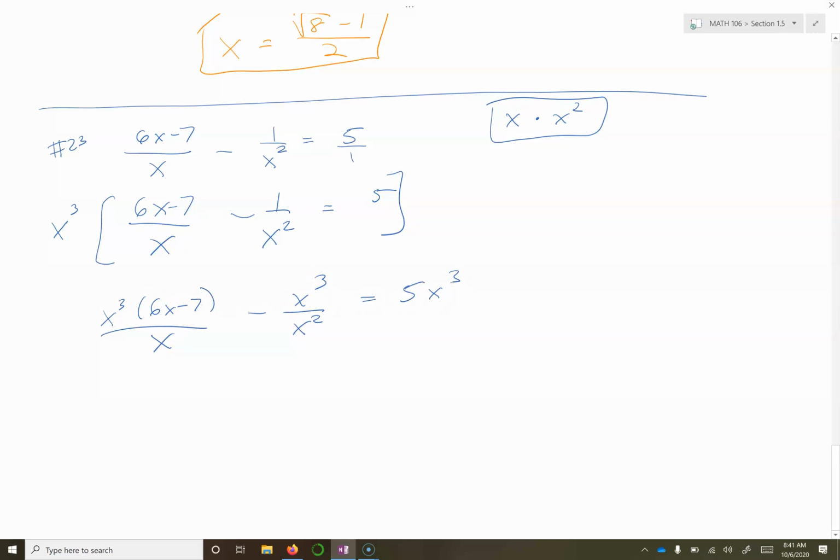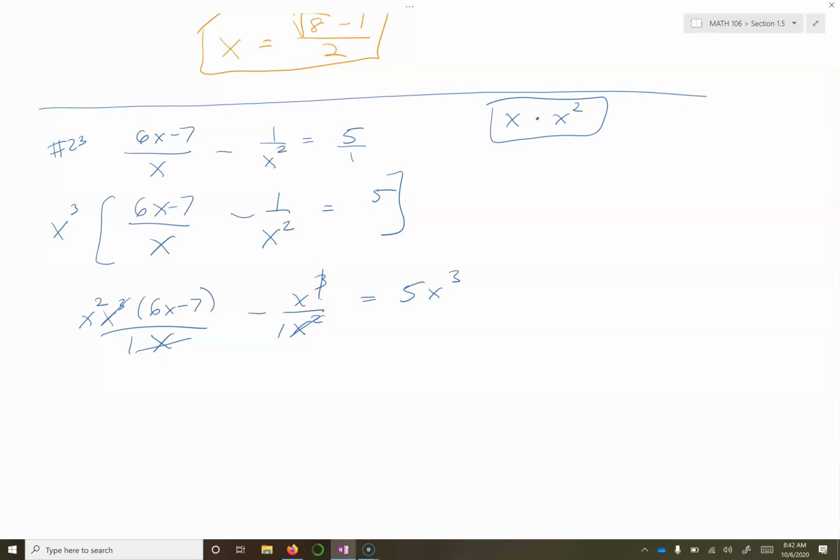At this point, you should be able to get rid of the fractions by canceling out terms. So in this first one, I could take the x out of the denominator, and there's a 1 that's left over, and then I only have x squared in the numerator. In the second term, I get rid of the x squareds on the bottom, and I'm just left with an x in the numerator. And then I can't do anything else with the 5x cubed.